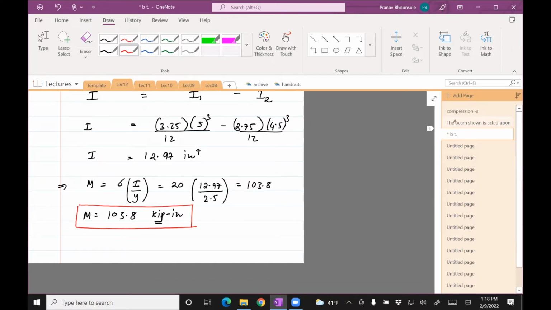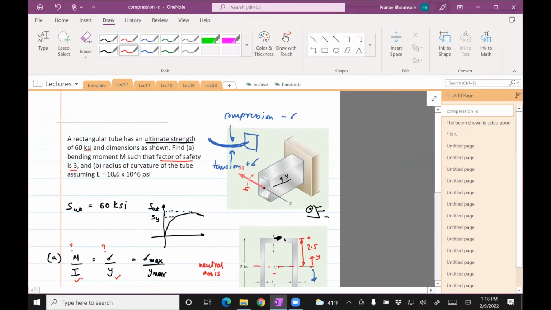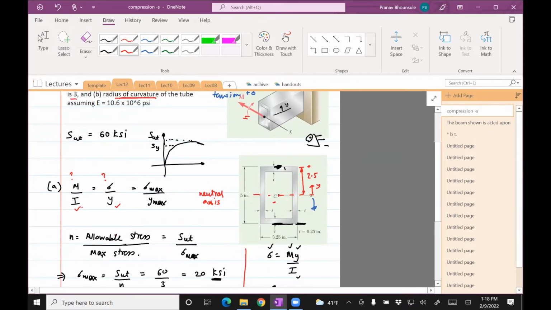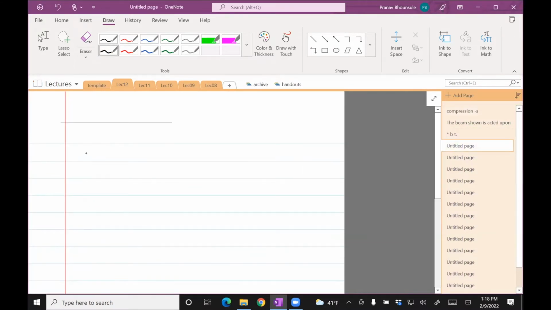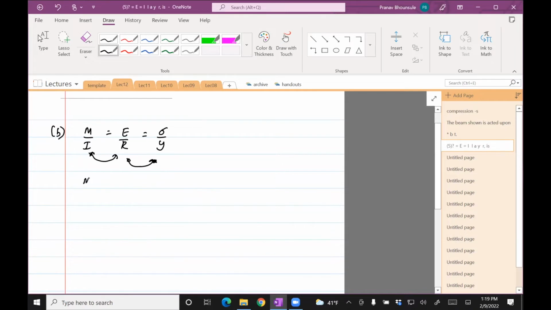Okay, so that completes part A. Next, we need to solve for radius of curvature. And we can write another formula from my notes from the previous class. So the formula is M divided by I equals E divided by R equals sigma divided by Y. So sitting in there are really two equations because there are two equal signs. We can combine any two of them to get an equation. So you could use these two, or you could use these two. It's your choice. Let's just use the first one. So M divided by I equals E divided by R.